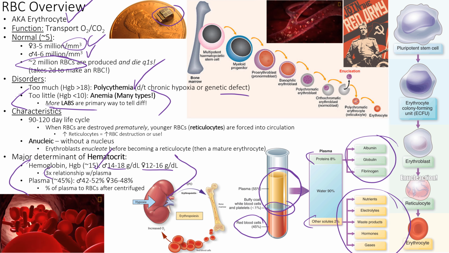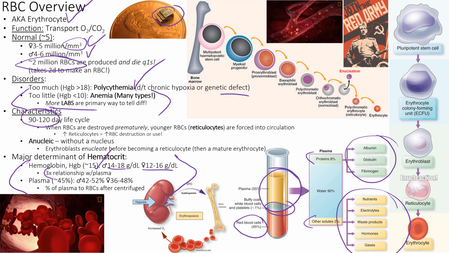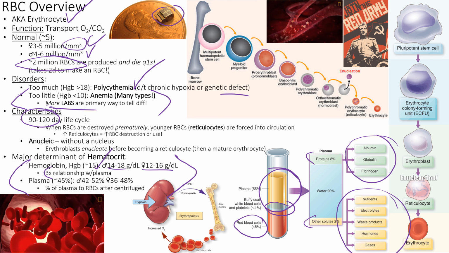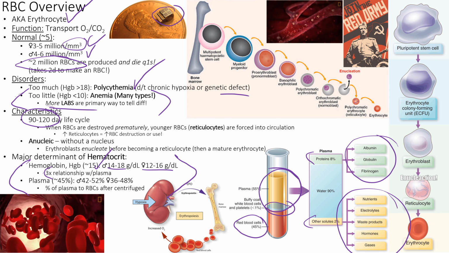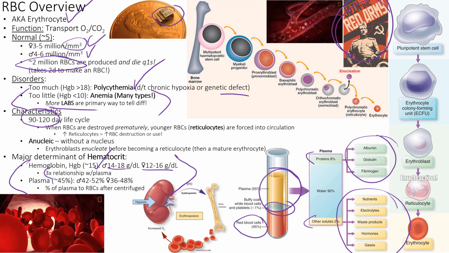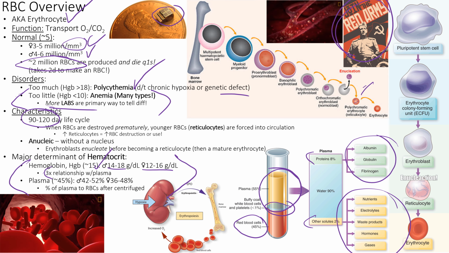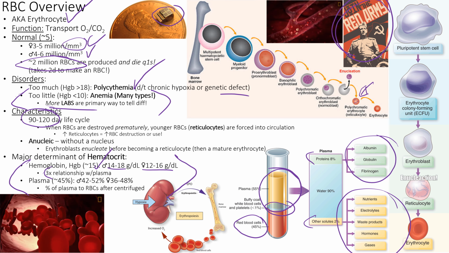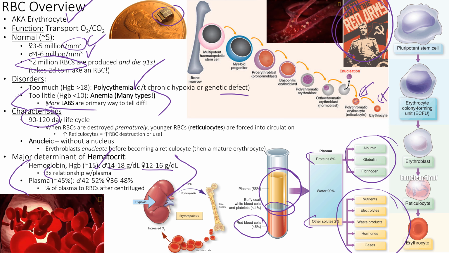RBCs have about a 90 to 120 day life cycle. 120 days is 3 months, or 3 to 4 months. And when they're destroyed prematurely, the younger RBCs will be called by the Red Army to come out and go to war. Those are your reticulocytes right there. So reticulocytes or RBCs can be in circulation.